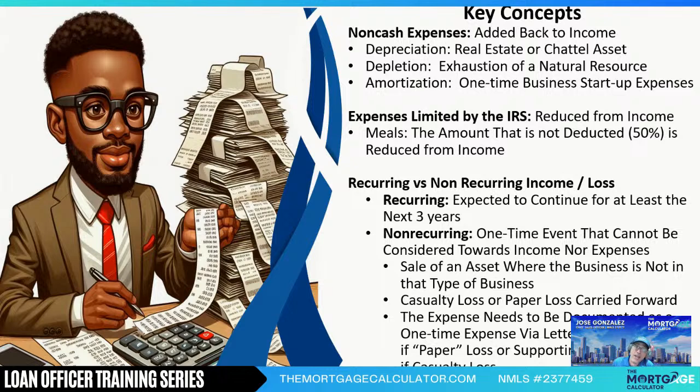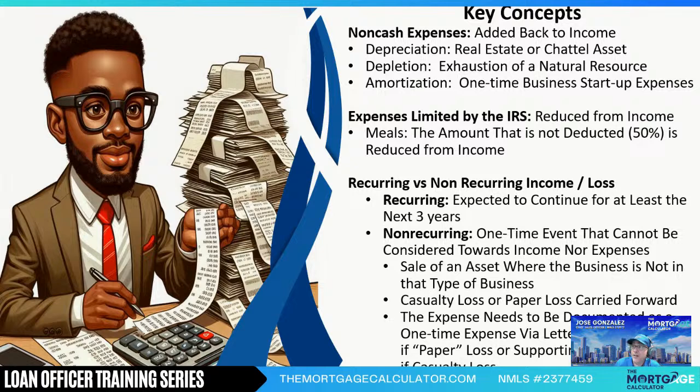Now, you may be able to get away with it if it specifically says one-time business startup expenses or something like that, or business startup expenses, and it lists them out. Then you can tell the underwriter, hey, listen, what they really meant here was amortization. So then you can recapture that expense and add it back to the business, to the income, right? Because it's one-time business startup expenses that is never going to occur again with that business once the business is up and running. That's why it's considered a non-cash expense.